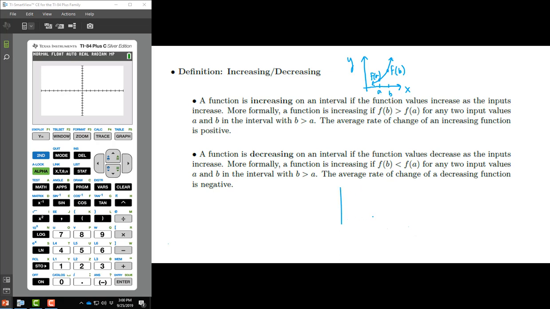So I won't go through quite as many formalities here, but here's our axes. And so we intuitively know, a decreasing function is one that's doing this. So as I move from left to right, the y values are getting smaller.